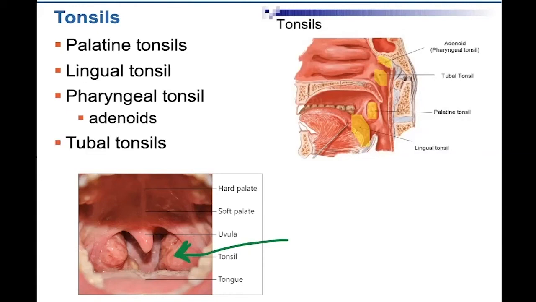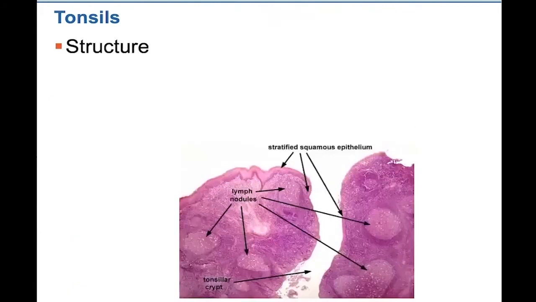Lastly, there are a pair of tonsils called the tubal tonsils, and the tubal tonsils surround the opening into the auditory tubes. The auditory tubes go to the middle ear. Let's look at the structure of the tonsils. The tonsils have an epithelial cover instead of a fibrous connective cover.